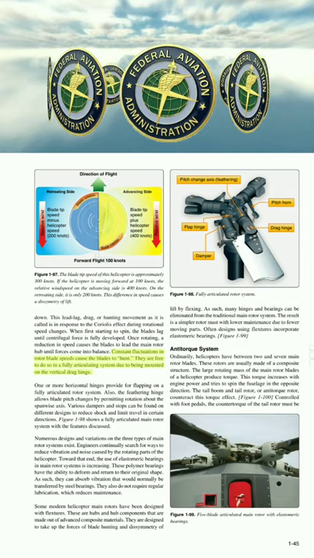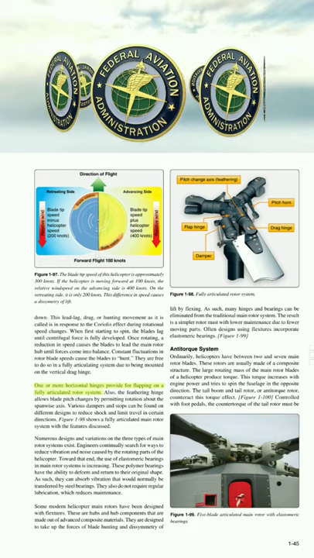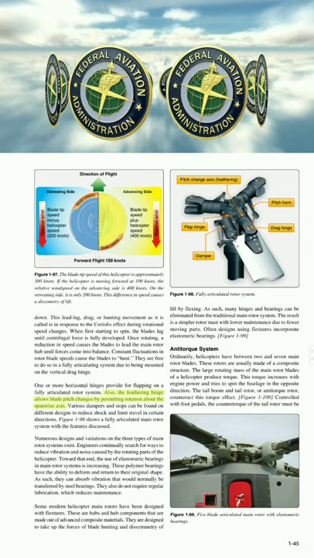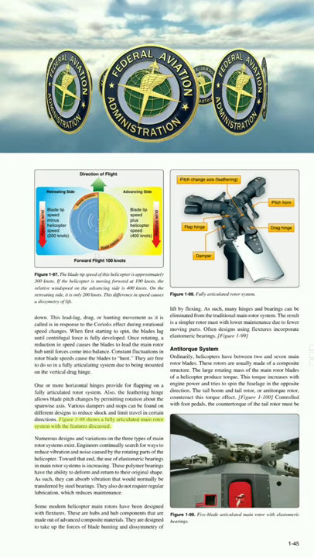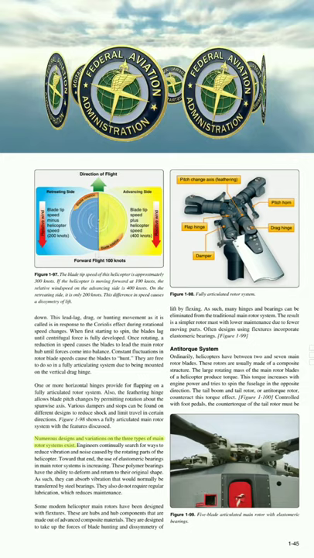One or more horizontal hinges provide for flapping on the fully articulated rotor system. Also, the feathering hinge allows blade pitch changes by permitting rotation about the spanwise axis. Various dampers and stops can be found on different designs to reduce shock and limit travel in certain directions. Figure 198 shows a fully articulated main rotor system with the features discussed. Numerous designs and variations on the three types of main rotor systems exist.